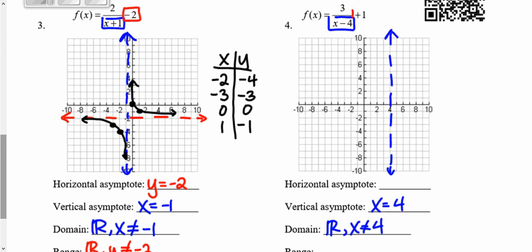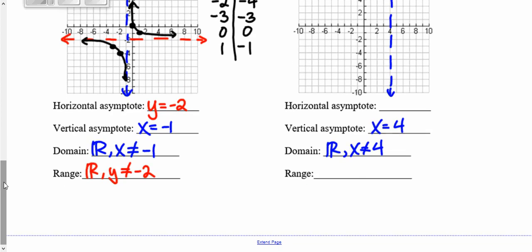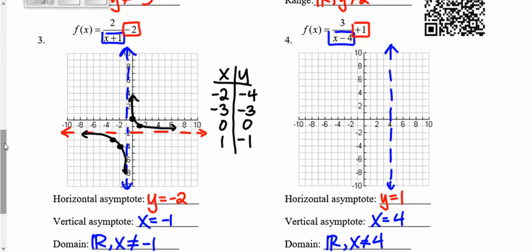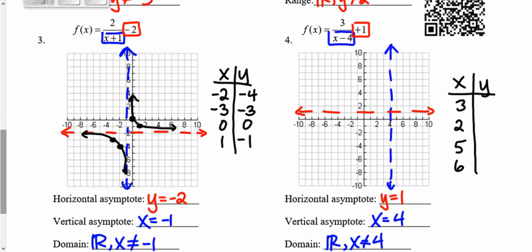The horizontal asymptote is this last number, so y equals 1. So your range is all real numbers except y can't equal 1. And now for your table, so think about some good numbers to plug in. I'm going to choose 3, 2, 5, and 6.